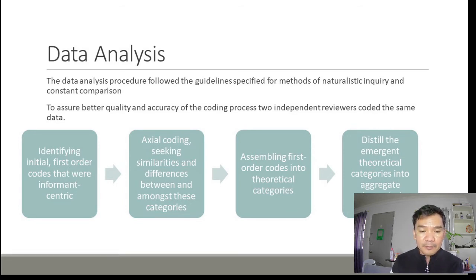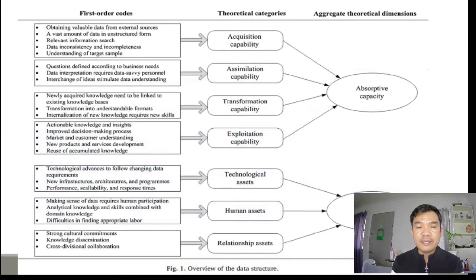So the result would be this one. We have the first order codes, which are informant centric. That means these are labels coded by two independent coders. Then after that, we have theoretical categories.